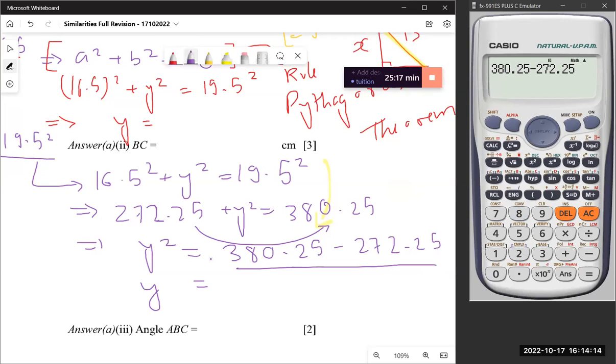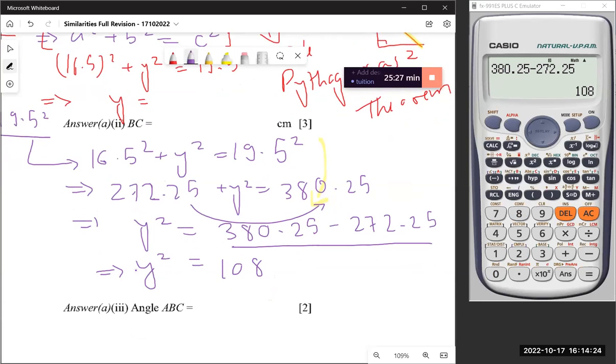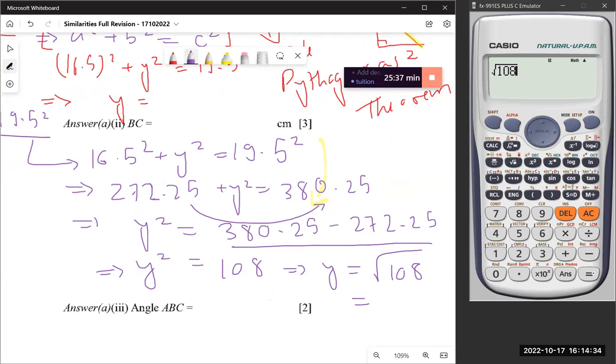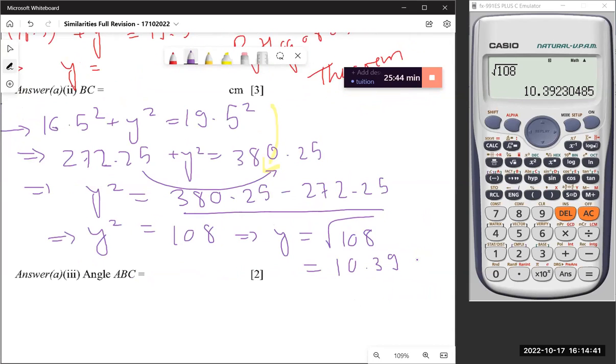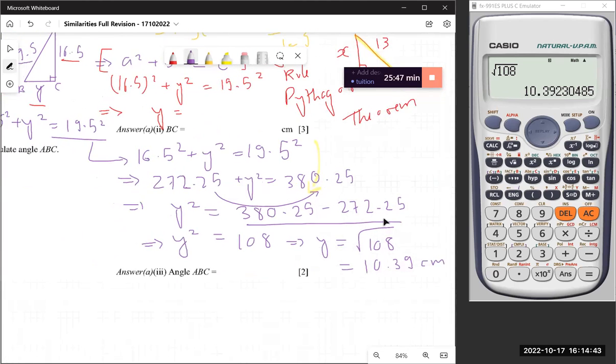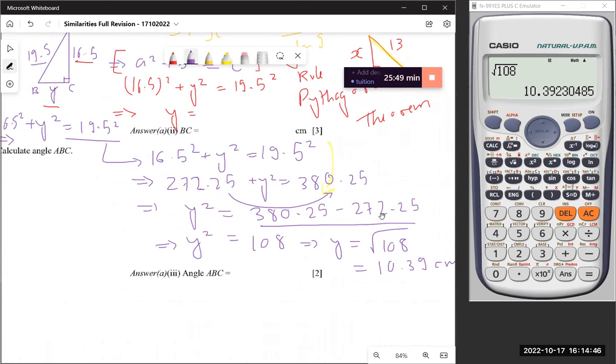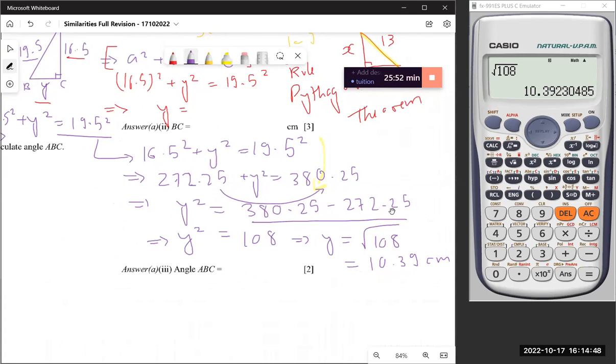That should not take long. 108. 108. Now to find y, all I have to do is take the square root to the other side. It will become 108 under root, which is, look at the calculator, which is 10.39. Any doubts? No, sir. No, sir.